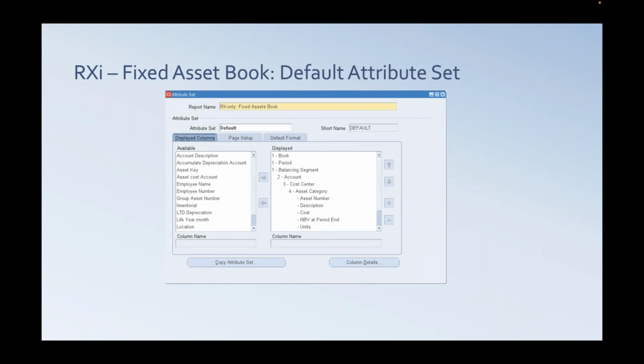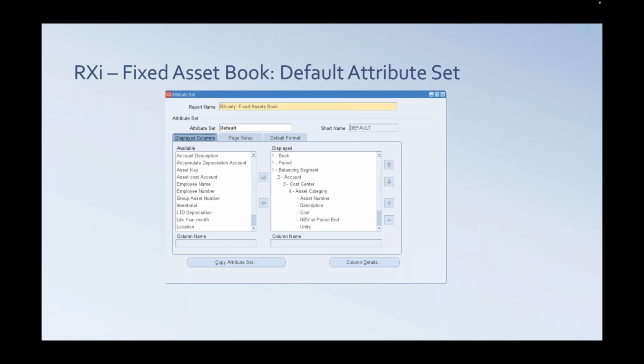Here we have an RX only default attribute set for the fixed assets book report. As you can see, the 1 and the 2, the 3 and the 4, those are simply the levels and how the report is summarized. But you can also create your own different levels. And many of these columns have information. I will warn you, and it's a little bit frustrating, not all of them, even though they're there, not all the data elements are populated.